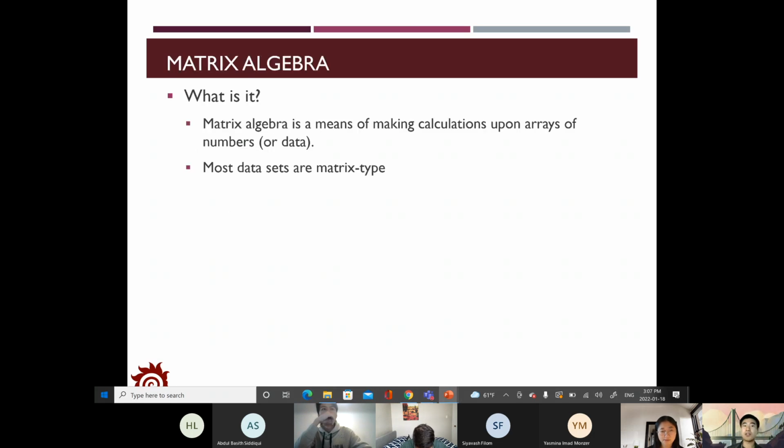This is an advanced operation for you to use for travel demand analysis. The first thing we will need to know is what matrix algebra is, and for the definition, it's just the calculation based on an array of values. So we will do the calculation for the set of values simultaneously, and that's what we do in matrix algebra.